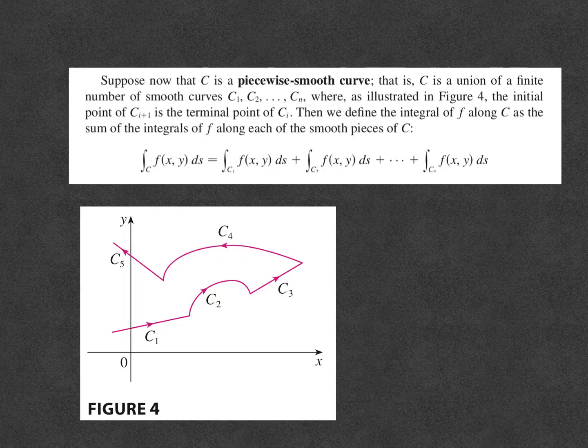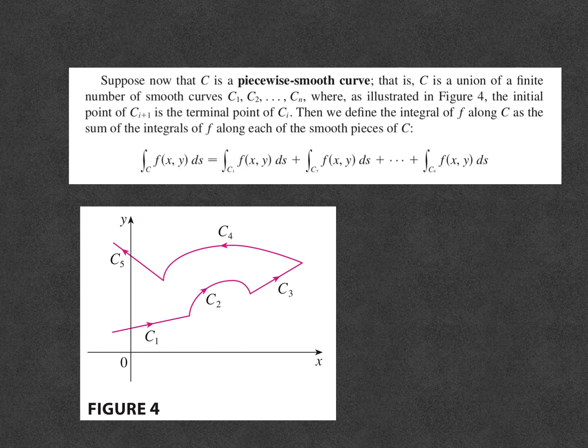Now this part makes sense, but suppose you have a piecewise smooth curve where C is a union of finite smooth curves, like the figure below. So you can see you have a line segment for C1 and a curve for C2 and a line segment for C3 and a curve for C4 and a line segment for C5. So you would find the integrals separately for each piece and then add them together to find the total line integral. I told you it makes sense.